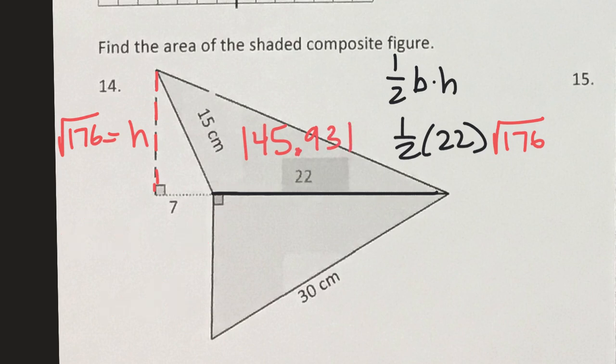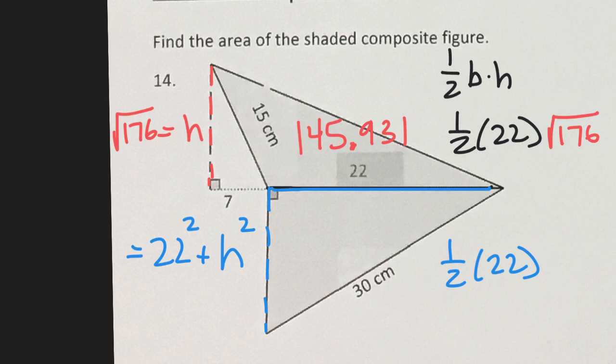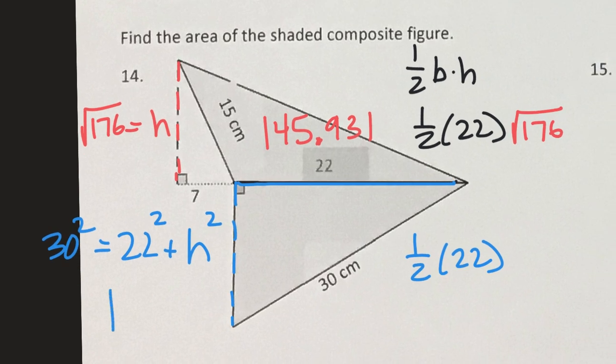So look at our bottom triangle. That also has a base of 22. So 1/2 of 22 times... Now I also need to calculate this height. And I'm going to do that using the Pythagorean theorem. So h squared plus 22 squared equals 30 squared. Okay, so anytime I have a height that I am trying to calculate, I am using the Pythagorean theorem, because that's good for all right triangles. And the height is the square root of 416.